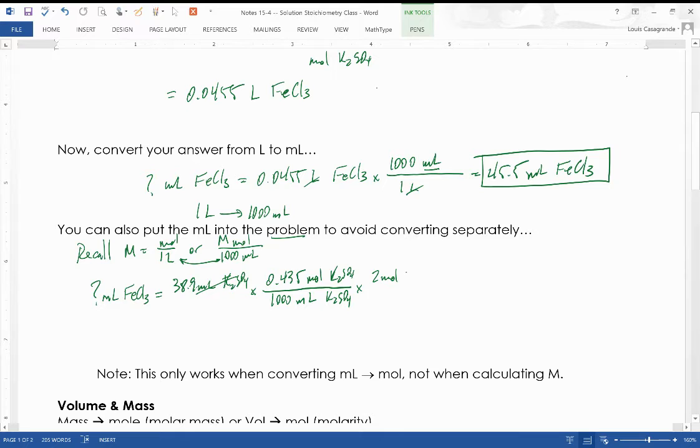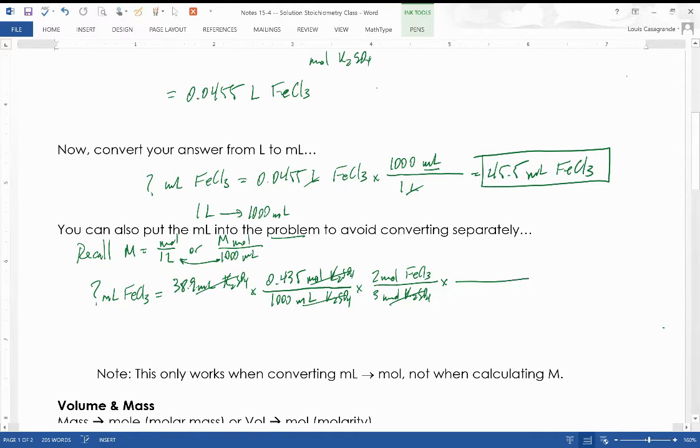Because now we have the 2 moles of the FeCl3 up on top and the 3 moles of the K2SO4 down at the bottom. Milliliters cancel out, moles cancel out. And now on the back side, we're going to do the same thing.